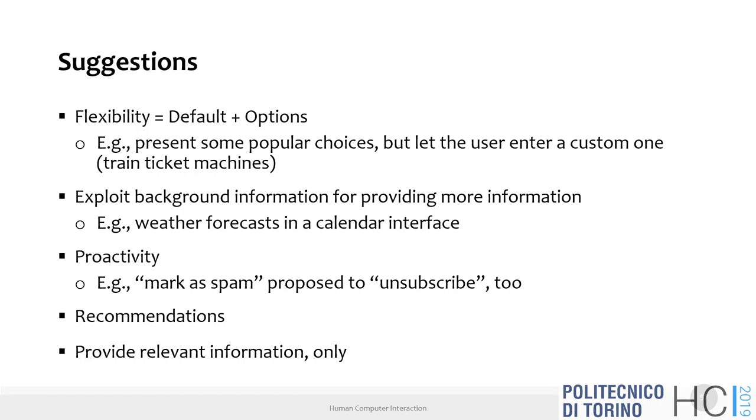So flexibility, in summary, is default values: a sensible default plus some options to change it. The combination of a popular default and a sensible one. So if you want, you don't have to do anything, or if you want, you can have some options to modify it. For example, you go to the railway station to buy a ticket. On the front screen, you already have the list of the most popular destinations. So if you want to go to Milano, just click the first item. If you want to go to some strange place, then you need to enter it.